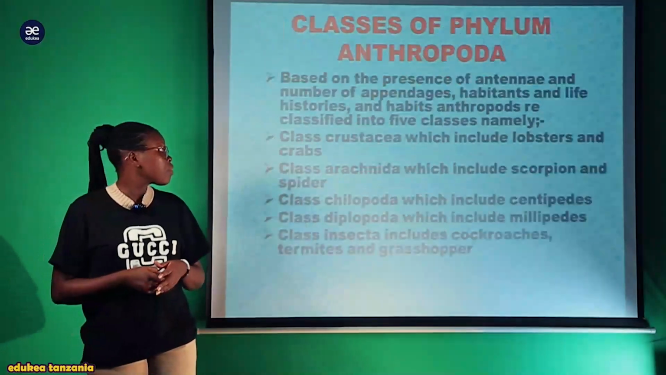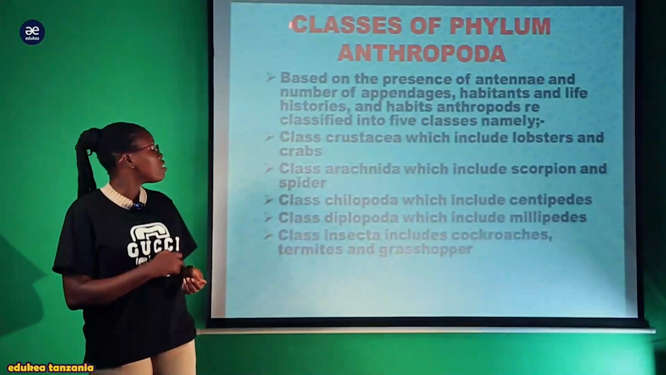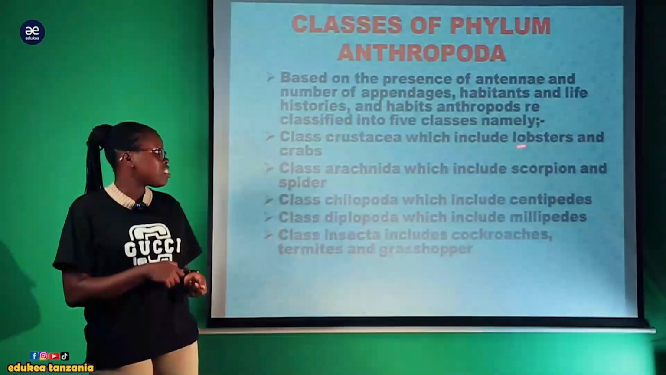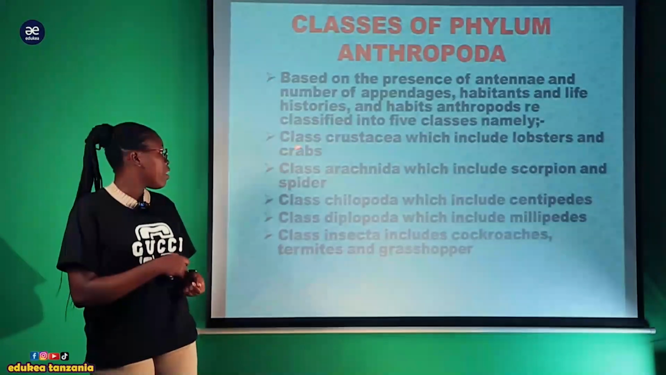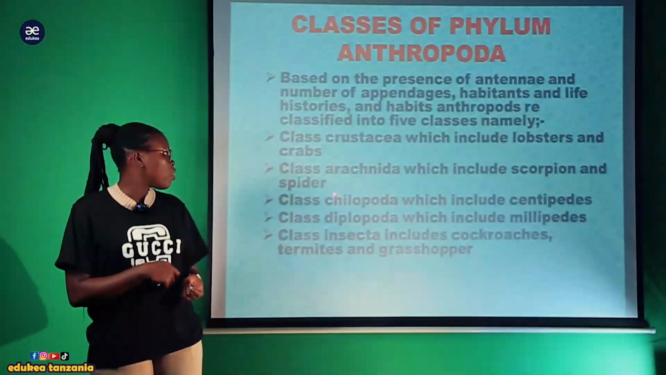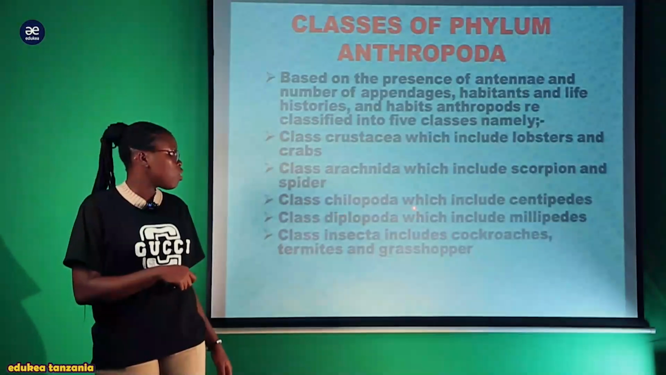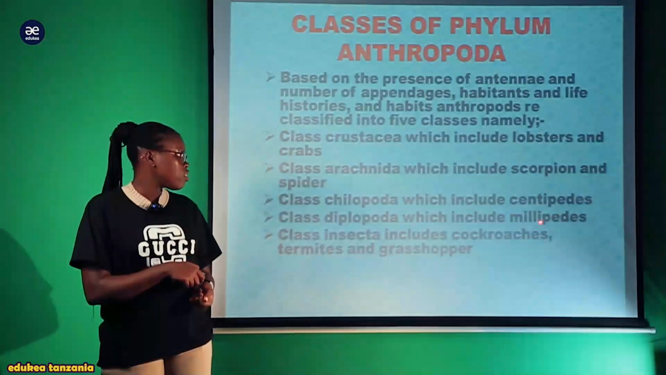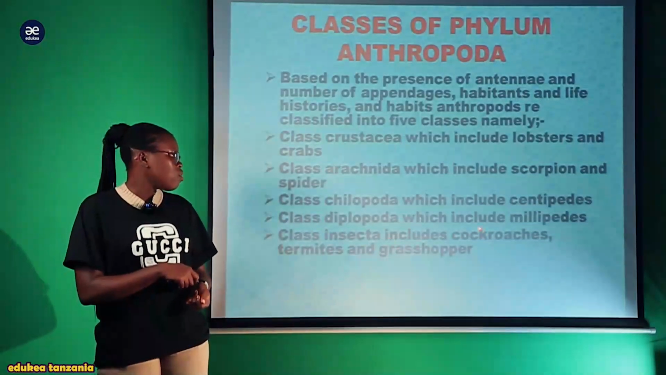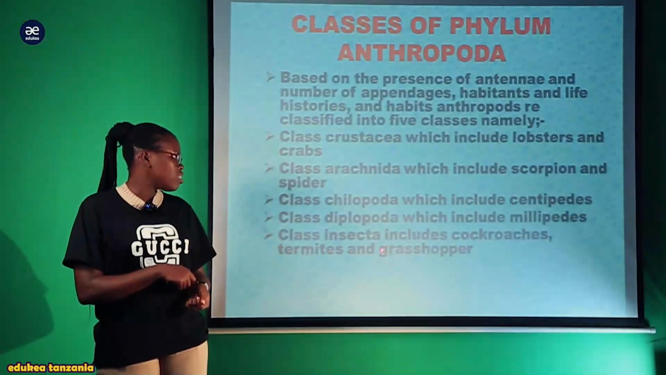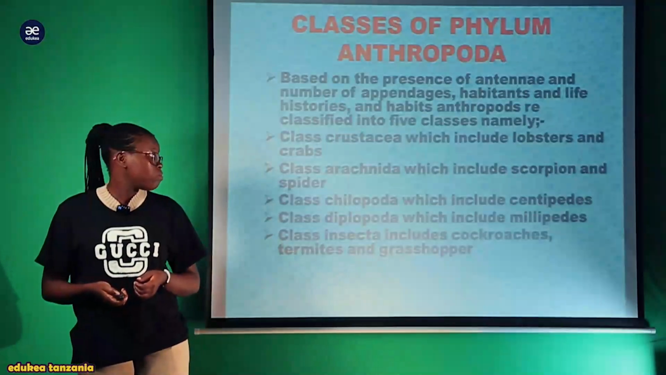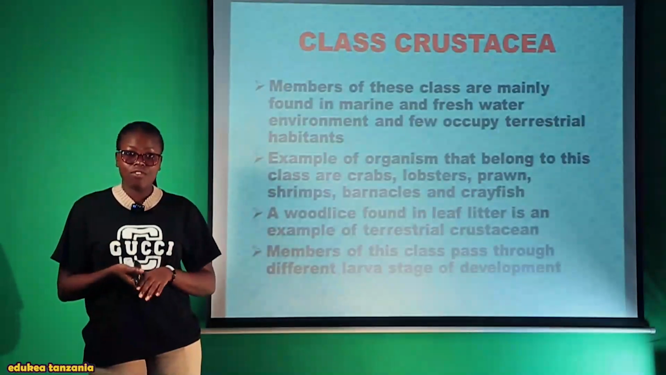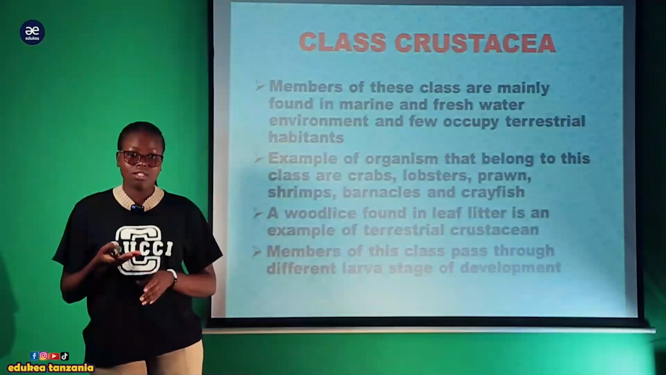Now, we have already seen these classes: the class Crustacea, represented by lobsters and crabs; the Arachnida, which include scorpions and spiders; the class Chilopoda, which include centipedes; the class Diplopoda, which include millipedes; and class Insecta, which include the cockroach, termite, and grasshopper. We start with the first class within the phylum Arthropoda, which is the class Crustacea.